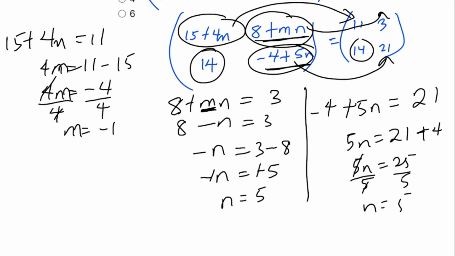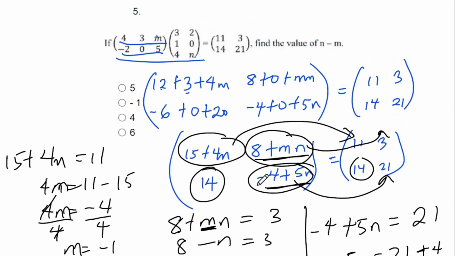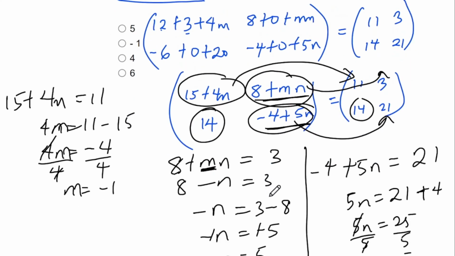But that is not our final answer. What we're asked to look for is the value of n minus m. So our n is 5 minus m, which is minus 1. That is equal to 5 plus 1, and that gives us 6. I hope this is very clear. So that is 5 plus 1 equals 6.